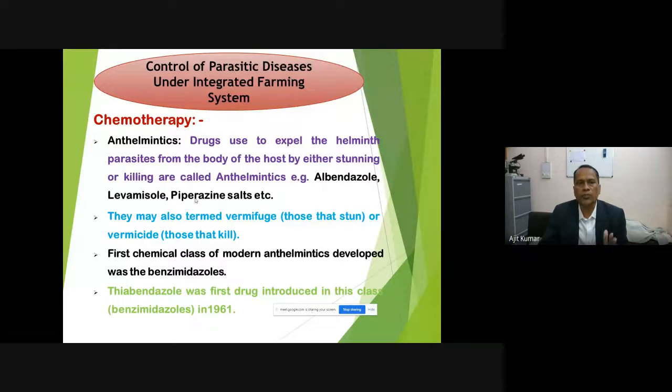But some drawbacks are associated with these chemical anthelmintic or antiparasitic drugs, because regular or long-term use of chemical antiparasitic drugs leads to drug resistance problems, and some drug residues are excreted through the milk, which is not fit for drinking. Anthelmintic is the drug which kills the helminth parasite or expels the helminth parasite from the livestock.